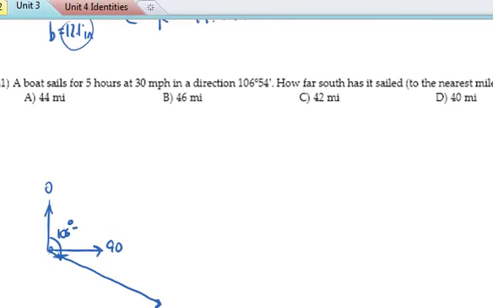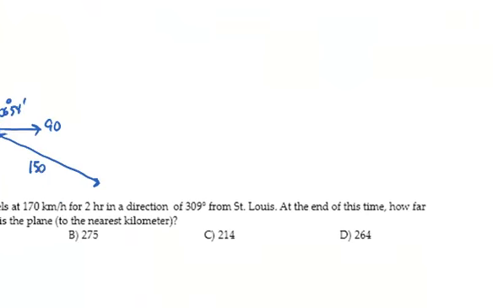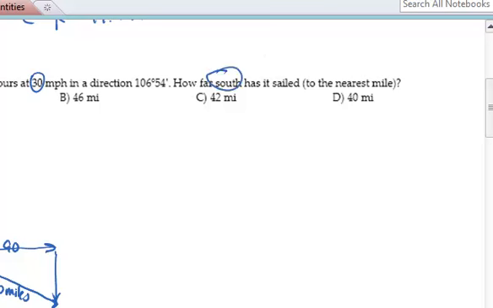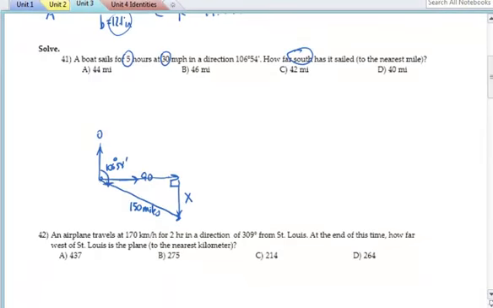This would be 106 degrees 54 minutes. If it traveled for 5 hours at 30 miles per hour, we know it went 150 miles. We want to resolve this into a triangle that tells how far south it sailed, so we want to find this side. This is a 90-degree angle, and this angle here is 16 degrees 54 minutes because of the original heading of 106 degrees 54 minutes.